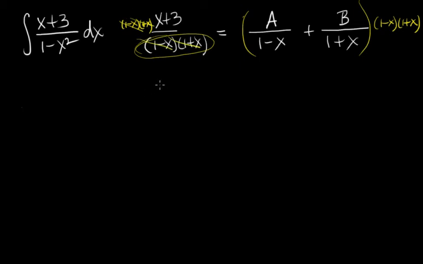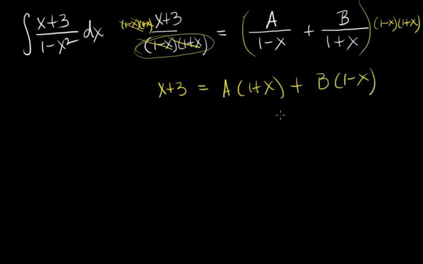You know everything cancels here, and we get x plus 3 is equal to, the 1 minus x goes, and we have a times 1 plus x plus b times the quantity 1 minus x. Now again, we want to let x be little values that will allow us to solve for a and b easily. Well, if x is equal to minus 1, then a will disappear because we'll have 0a.